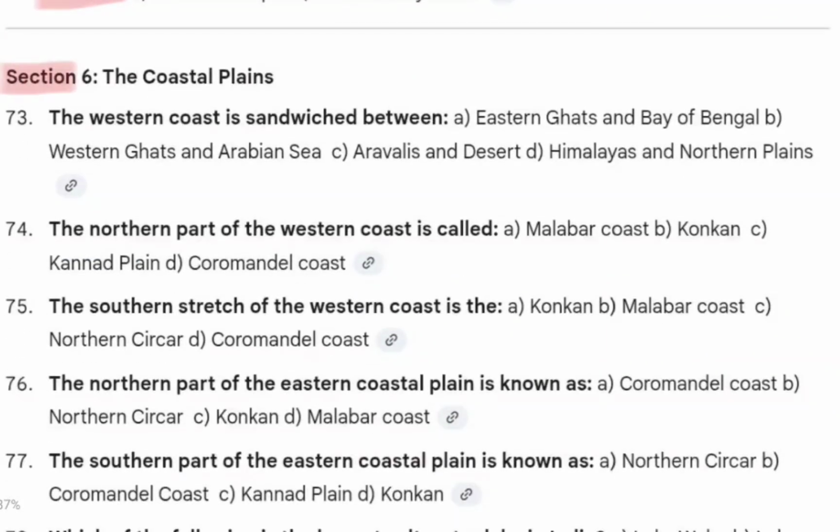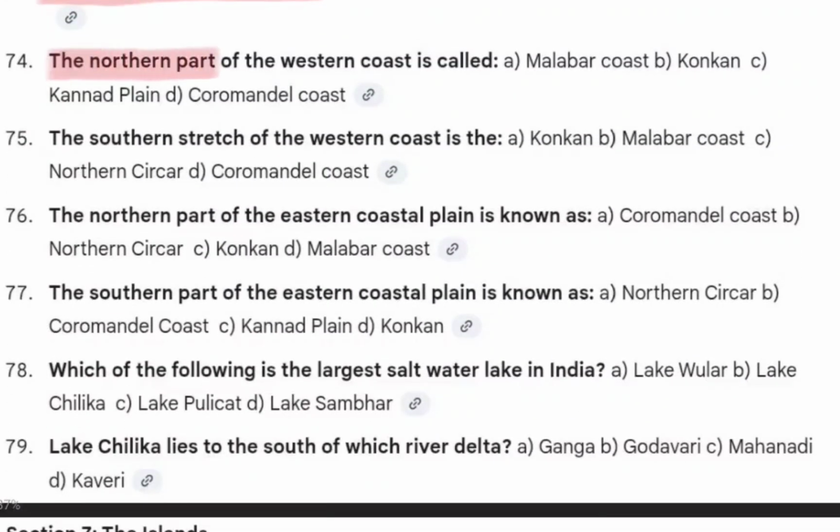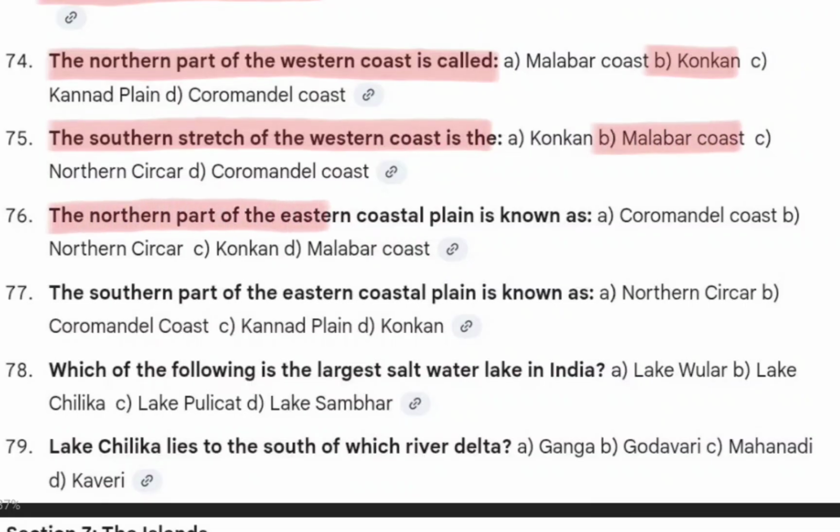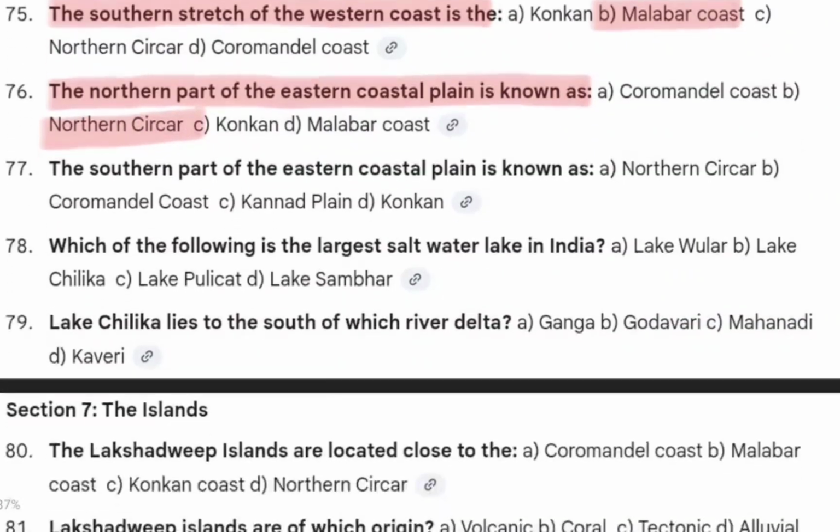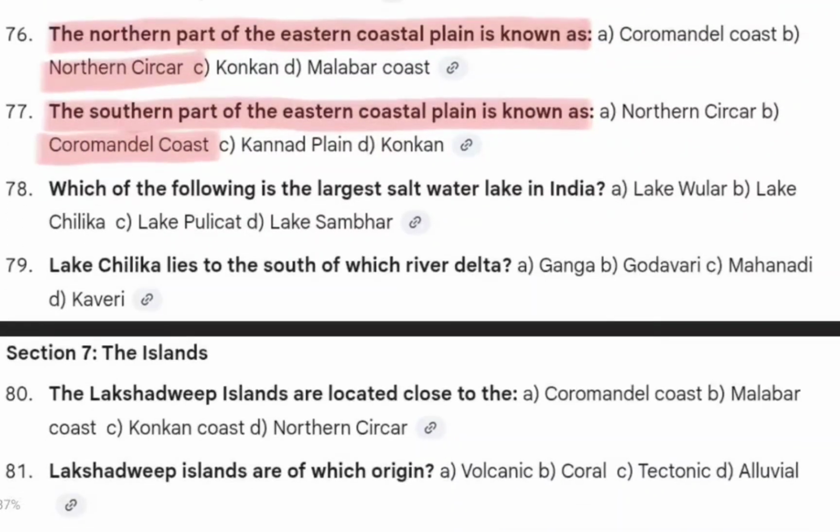Now section 6, the coastal plains. The western coast is sandwiched between Western Ghats and Arabian Sea. The northern part of the western coast is called Konkan. The southern stretch of the western coast is the Malabar coast. The northern part of the eastern coastal plain is known as Northern Circars. The southern part of the eastern coastal plain is known as Coromandel Coast.